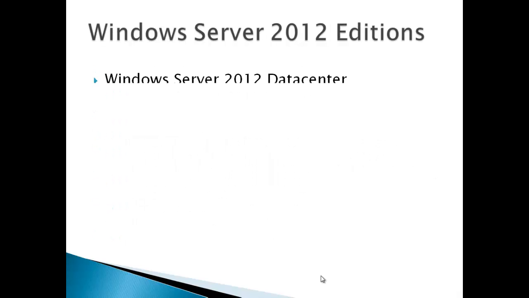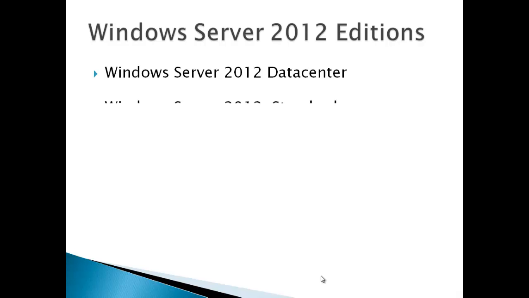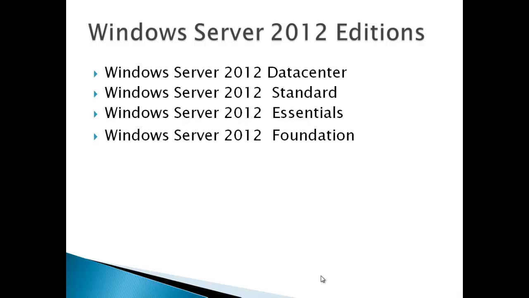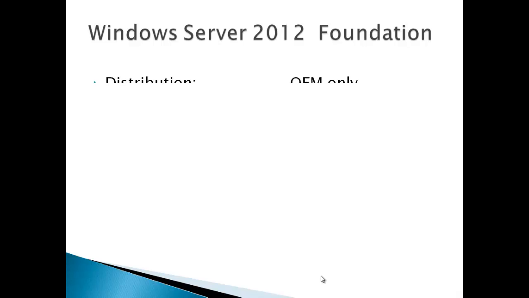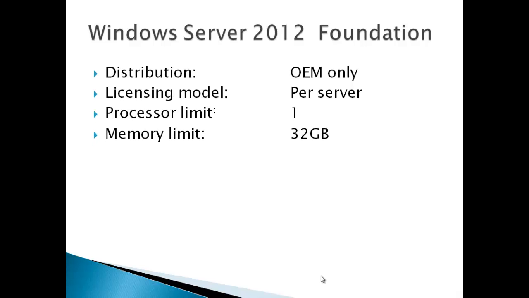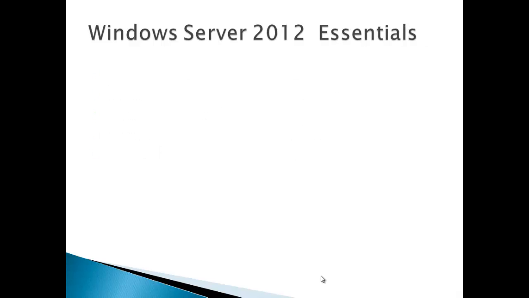Windows Server 2012 editions: we have first Datacenter, Windows Server 2012 Standard Edition, then Essentials Edition, and Foundation Edition. Windows Server 2012 Foundation distribution is with OEM only, and we license it per server. The processor limit is 1, so you can have a maximum of 1 processor. Memory limit is 32 GB, and user limit is 15. So Foundation is for very small businesses. 15 users can log on to this server.